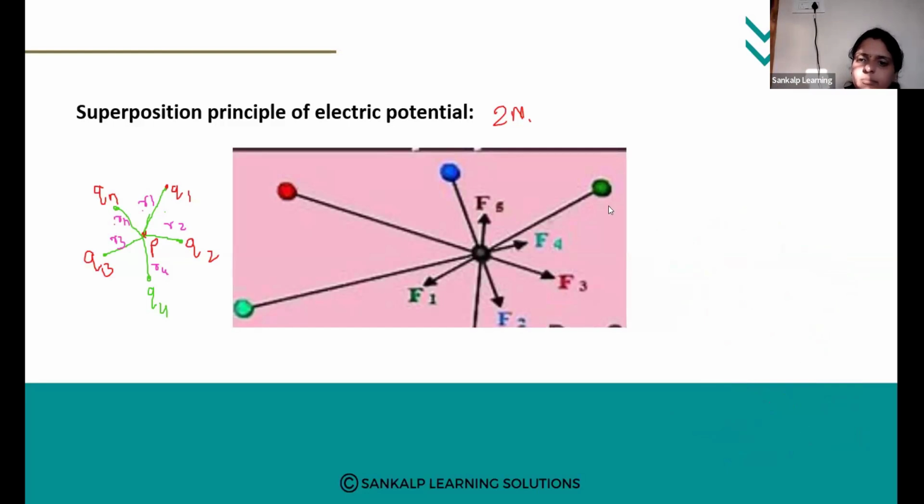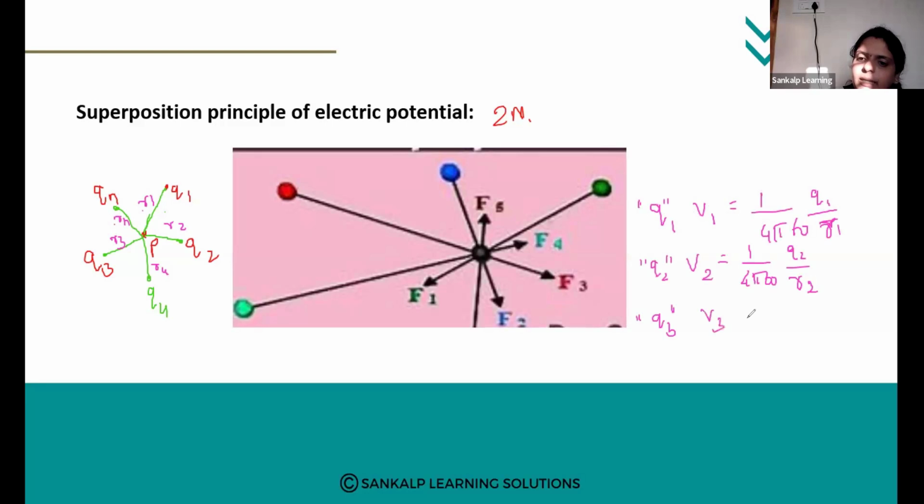First, due to the Q1 charge, the potential V1 is given by 1 upon 4 pi epsilon naught Q1 divided by R1. Similarly, due to the Q2 charge, the potential V2 is equal to 1 upon 4 pi epsilon naught Q2 divided by R2. Due to the charge Q3, the potential V3 is equal to 1 upon 4 pi epsilon naught Q3 divided by R3. In the same way for Q4, Q5 and so on, there are n charges.